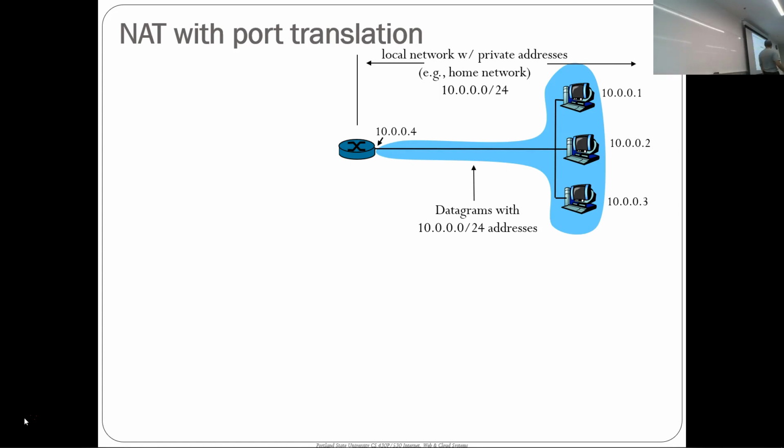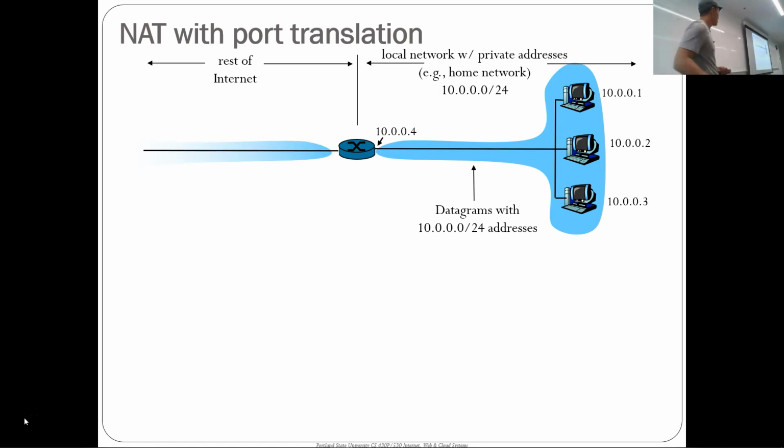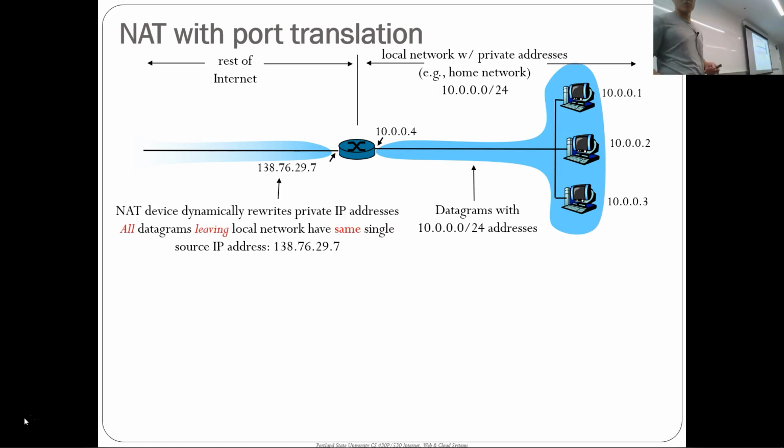In this case, we'll say that maybe we're just going to use a /24, 10.0.0.0/24. And then what we want to do is connect these things to the internet. The rest of the internet is using regular, globally routable IP addresses. So say this is the globally routable IP address that my ISP gives me.